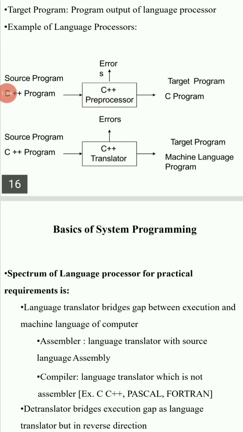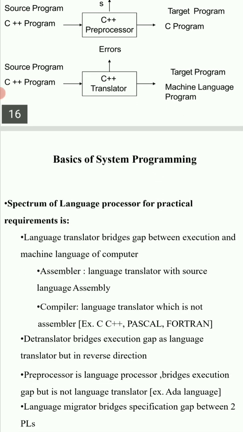So here now we can talk about the spectrum of a language processor for the practical requirement. It is a language translator which bridges the gap between execution and the machine language of a computer. Here we can use an assembler, a language translator with a source language of assembly. Compiler is also a language translator, which is not an assembler. Examples: C, C++, Pascal, Fortran. The detranslator bridges the execution gap.